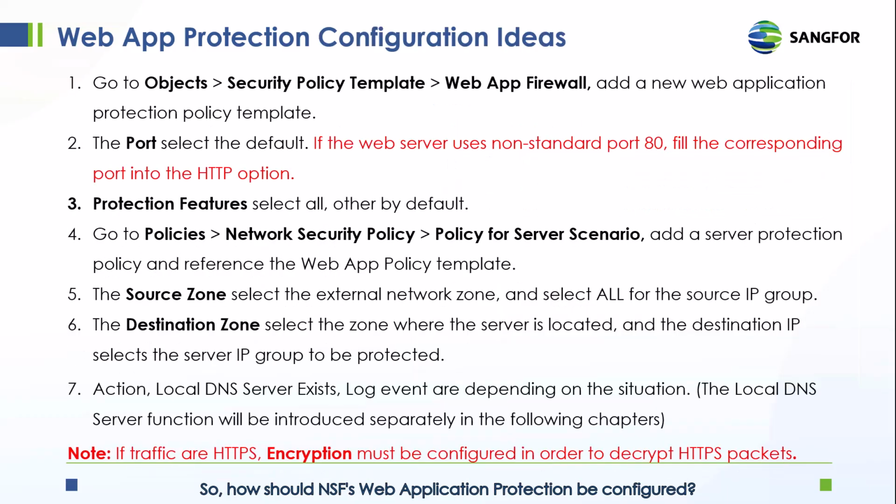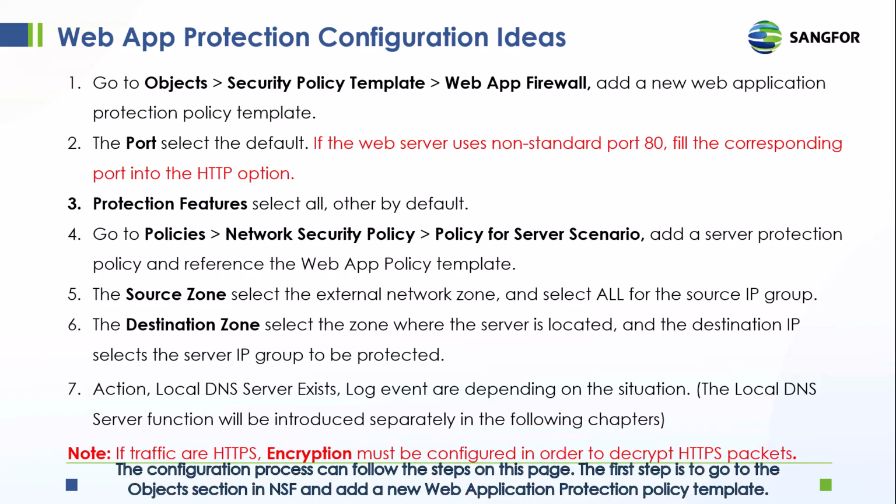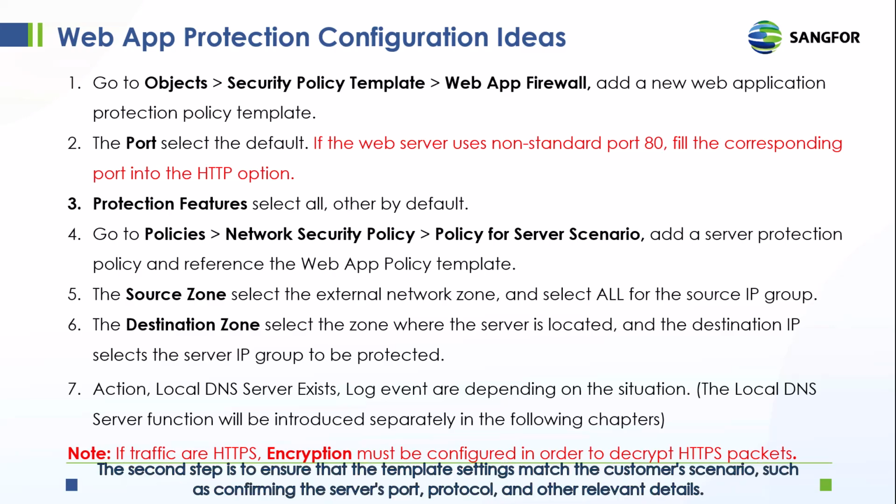So, how should NGFW's web application protection be configured? The configuration process can follow the steps on this page. The first step is to go to the Objects section in NSF and add a new web application protection policy template. The second step is to ensure that the template settings match the customer's scenario, such as confirming the server's port, protocol, and other relevant details.